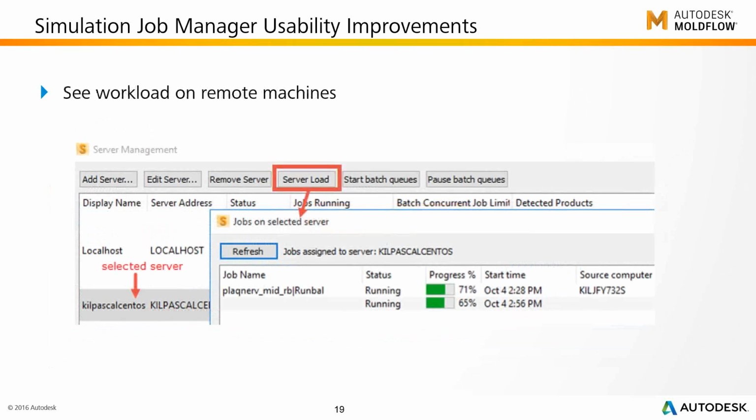Another thing a number of our customers asked for was the ability to check the load on a remote server. Until now, it was impossible to look at a server and see what other Moldflow jobs are running on this particular job server. So now we have the ability to select a server from the list and then hit the server load and basically see what's running on that machine and where the jobs are coming from.